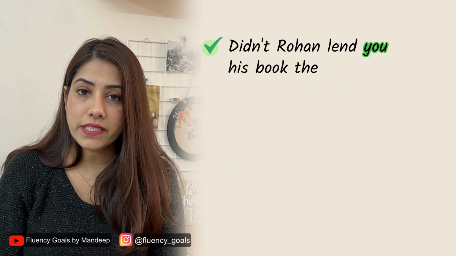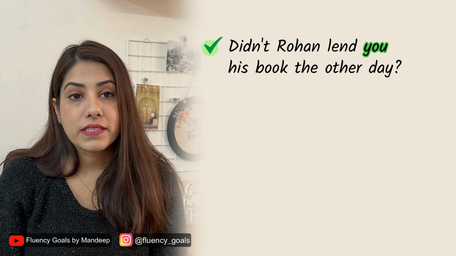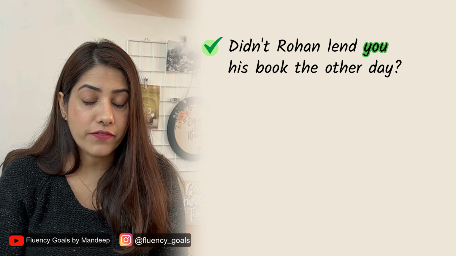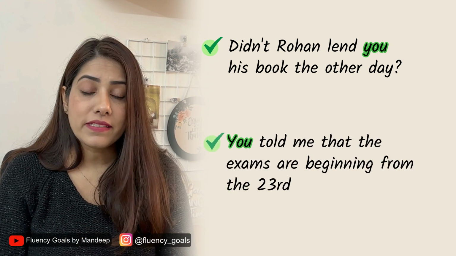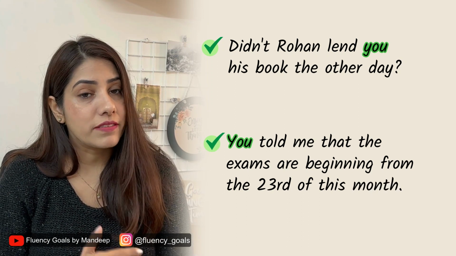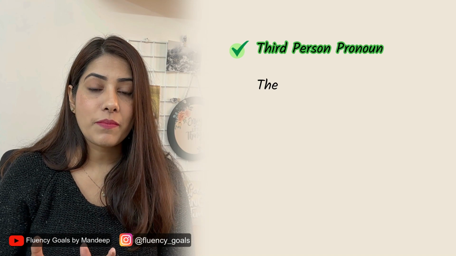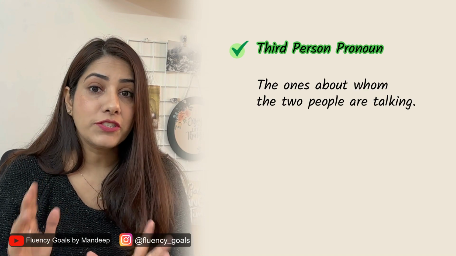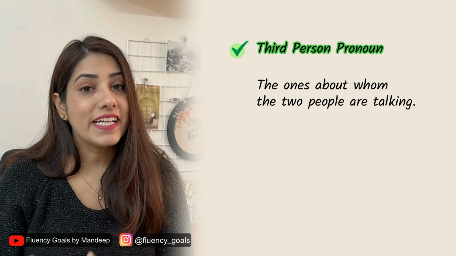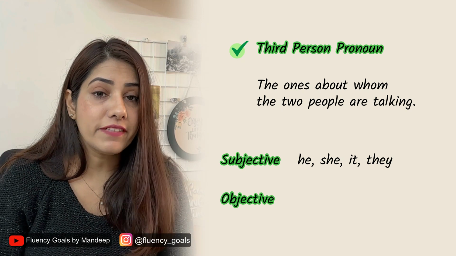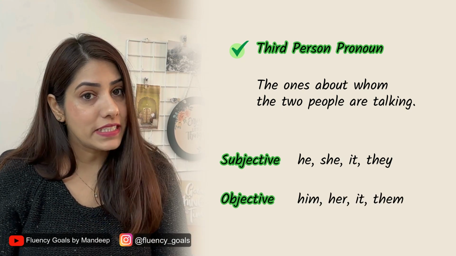Let's take an example. Didn't Rohan lend you his book the other day? Here you is the second person pronoun and it is in the objective case. Now let's take it in the subjective case. You told me that the exams are beginning from the 23rd of this month. So you here is in the subjective case. Now the third person pronouns are the ones about whom the two people are talking. That is he, she, it. In subjective case, it will be he, she, it, they. And in objective case, it will be him, her, it, them.